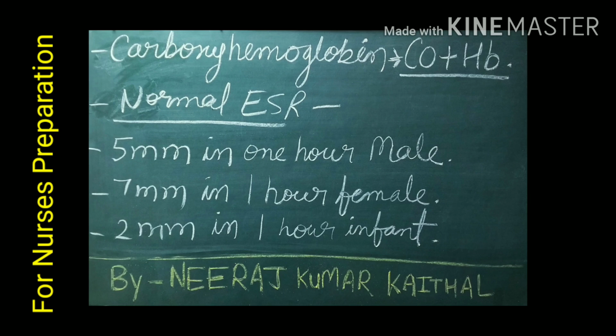Hemoglobin, if it combines with carbon monoxide, is known as carboxyhemoglobin. Normal ESR count: ESR stands for erythrocyte sedimentation rate. In males 5 mm in 1 hour, in females 7 mm in 1 hour, in infants 2 mm in 1 hour.